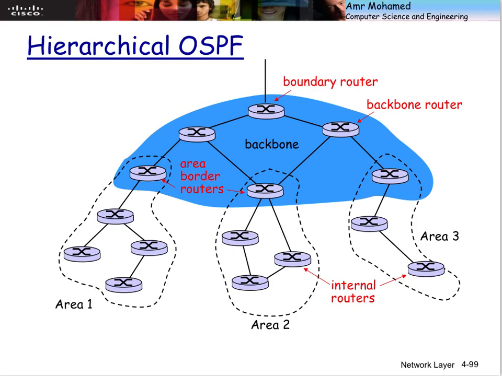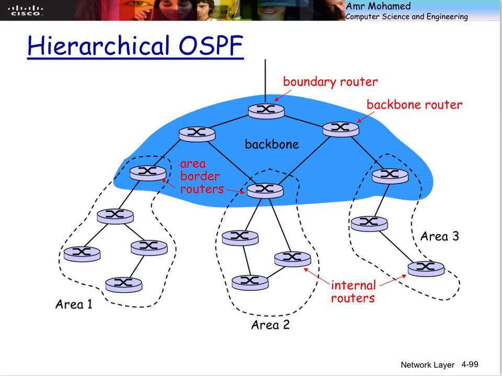So the last part, we started to talk about routing protocols, dynamic routing protocols. So we talked about RIP and we talked about OSPF. So we stopped at this slide where we talked about hierarchical OSPF.